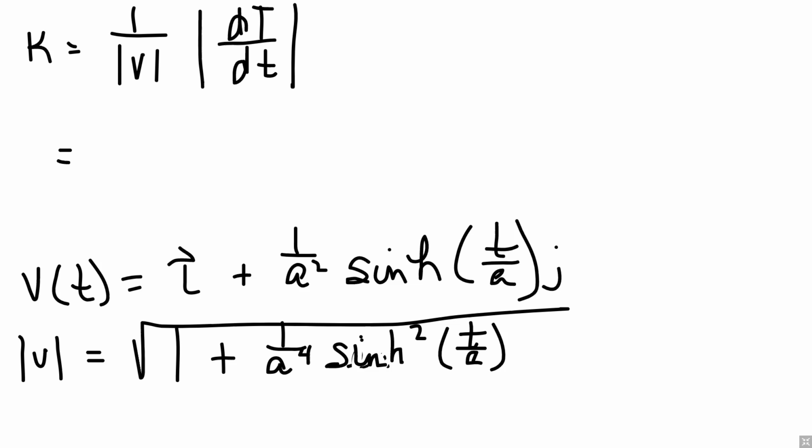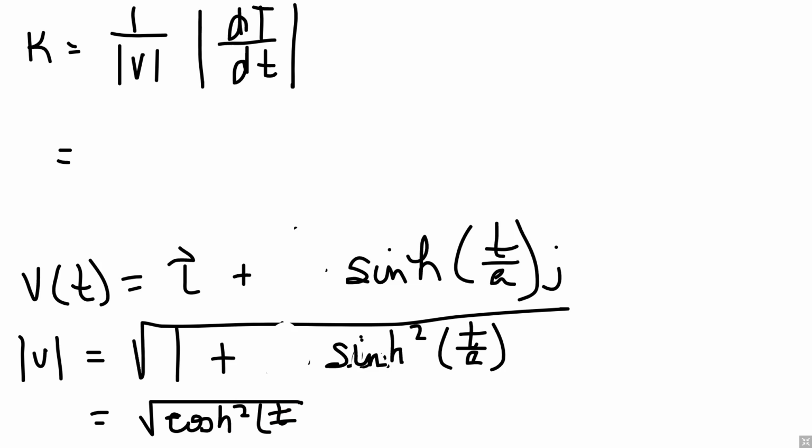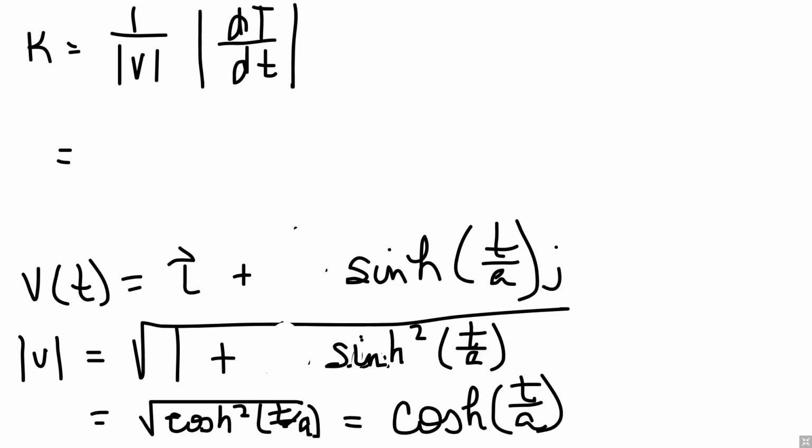Okay, hold on. I looked at it wrong. So this doesn't exist. Okay, so we should end up with the square root of the cosine hyperbolic squared of t over a, or just cosine hyperbolic of t over a. Okay, I misread the problem. So that's what you got here.